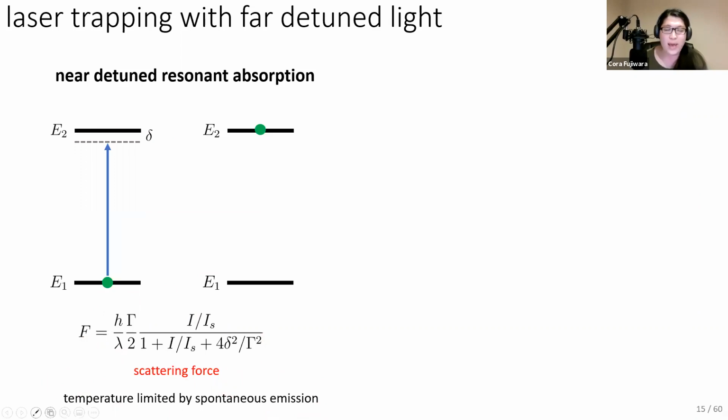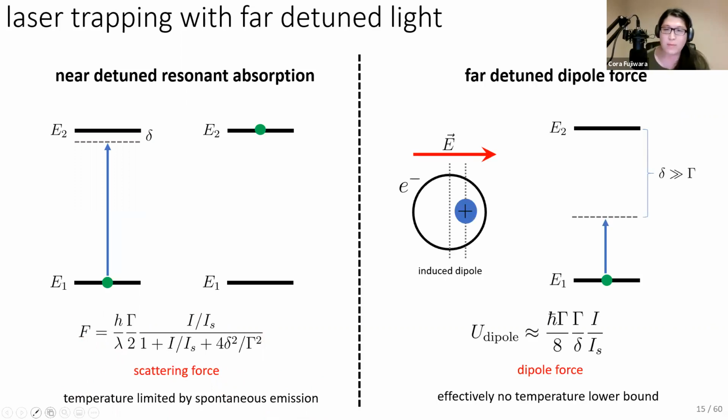So the way that we can trap atoms and get even colder is with far detuned light. It turns out that when you apply light that's far detuned, you get an additional trapping force. The way this works is you have, again, say our two-level system, and we apply laser light that's far red detuned. That is to say, this detuning delta here is much, much greater than the transition linewidth, capital gamma.